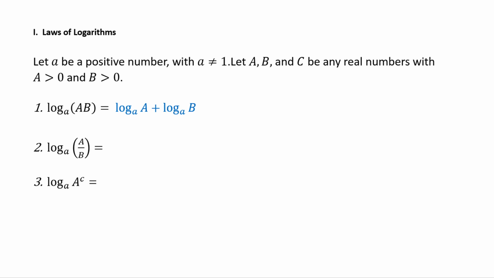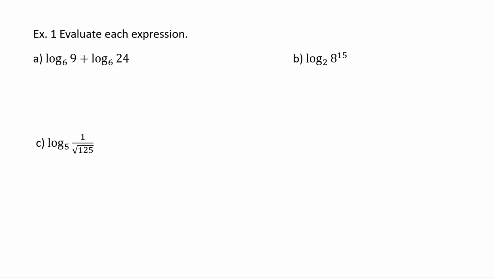2. Log base a of the quantity A divided by B is equal to log base a of A minus log base a of B. That is, the logarithm of a quotient of numbers is the difference of the logarithms of the numbers. And 3. Log base a of A to the power of C is equal to C times log base a of A. That is, the logarithm of a power of a number is the exponent times the logarithm of that number.